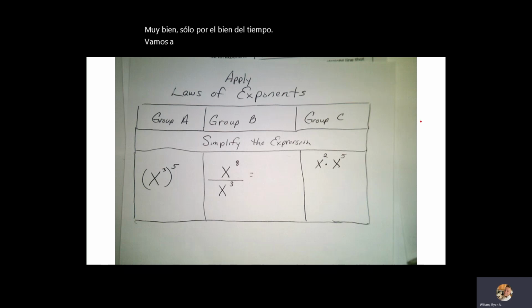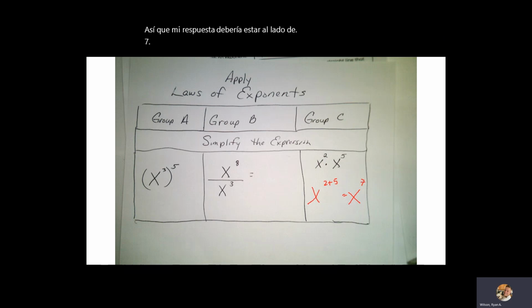So C is the product rule. Bases are the same. What am I going to do with the exponents? Very good, I'm going to add them, so it should be 2 plus 5. So my answer should be x to the 7th.